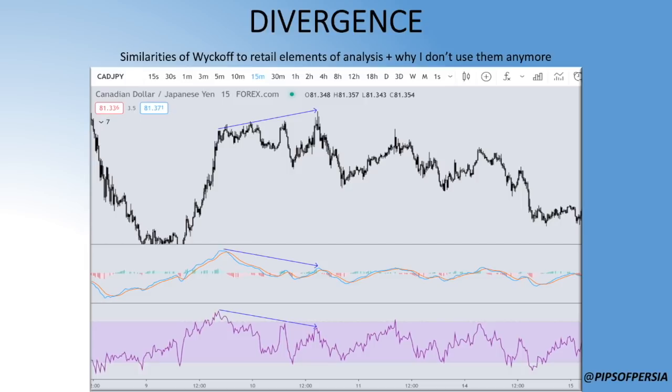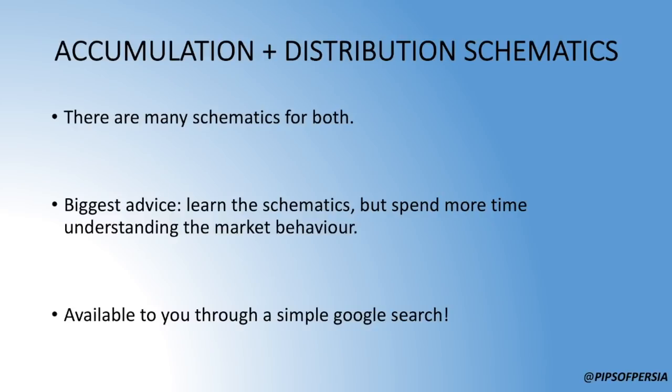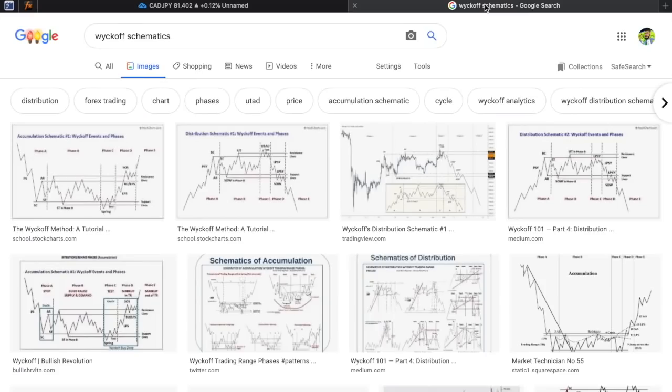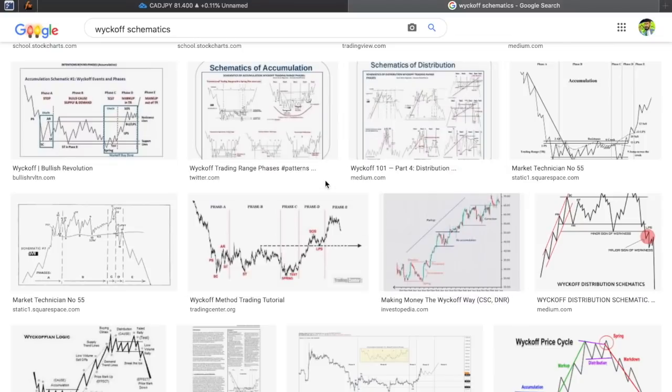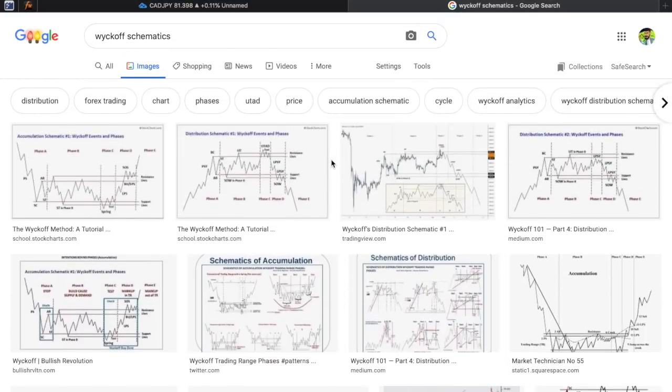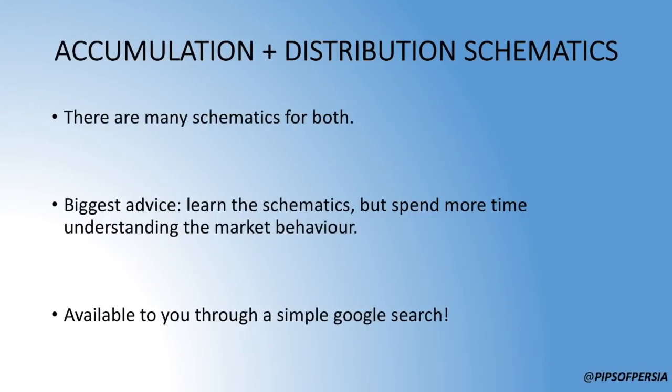I don't want to go into too much more detail about the retail methods of analysis and Wyckoff, so I'm going to jump straight into the accumulation and distribution schematics. One of the first things that I want to talk about is that there are many schematics for both of them. If you simply just Google it, you will have access to many different schematics. This is all available to you for free, so you can see accumulation schematic number 1, distribution schematic number 1, distribution schematic number 2, and if you search for accumulation schematic number 2, you'll probably find it somewhere as well. So you can go and download it and save it and do whatever you want with it.